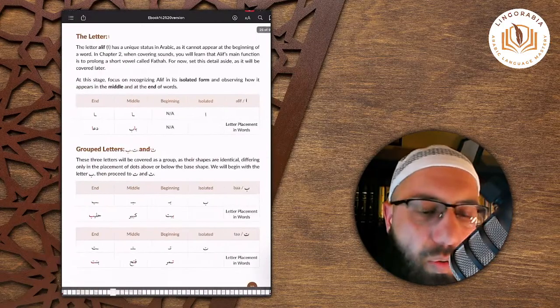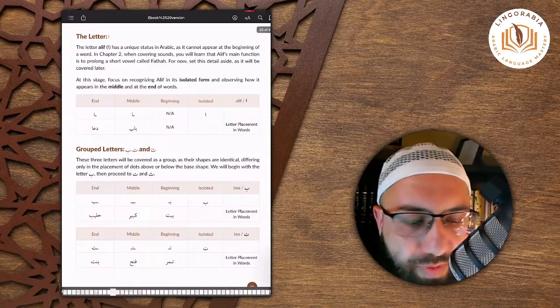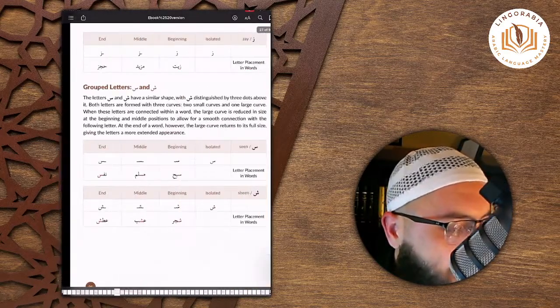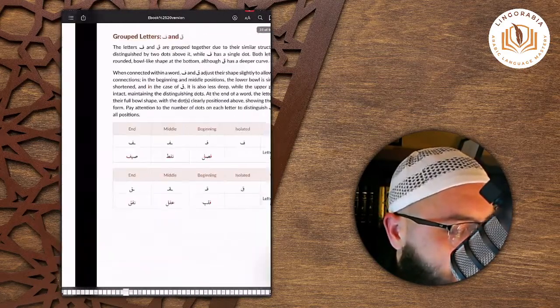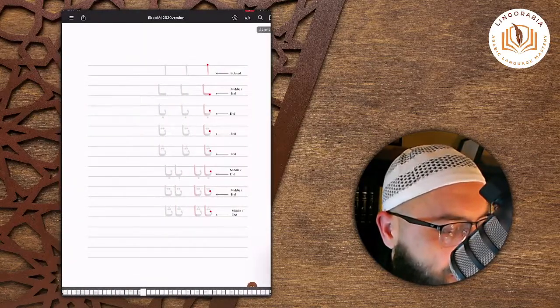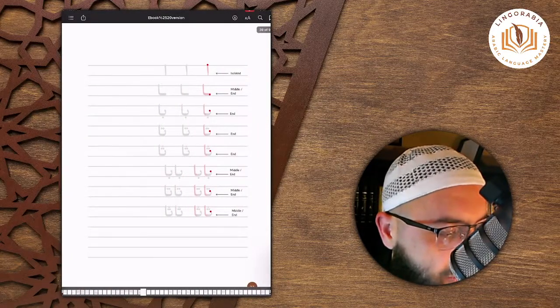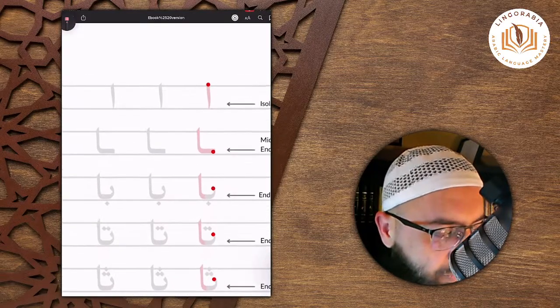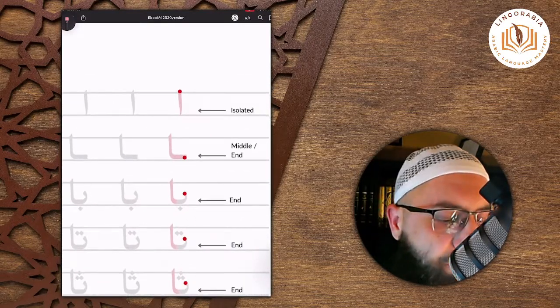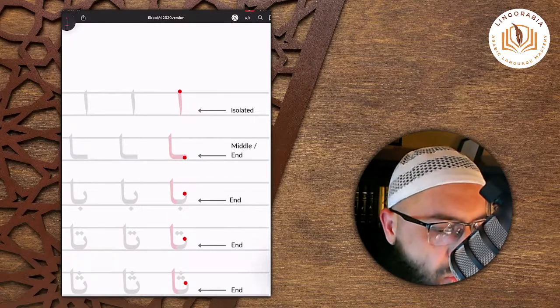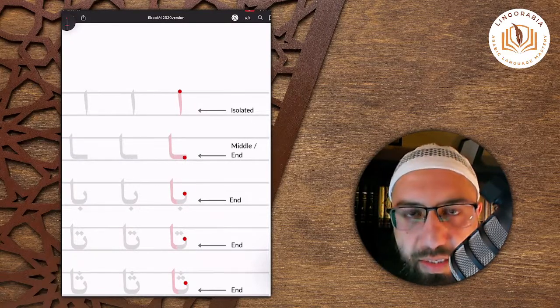Okay, guys, what we are going to do now is the writing of these letters. So, the alif. Let's go to the writing of the alif. The isolated form, guys, we already discussed this, yeah?